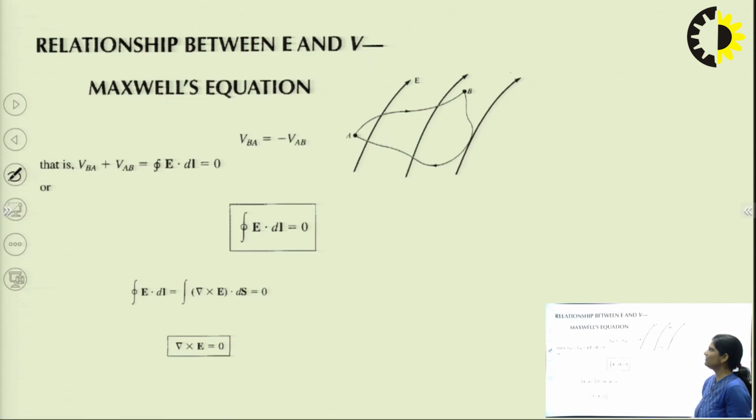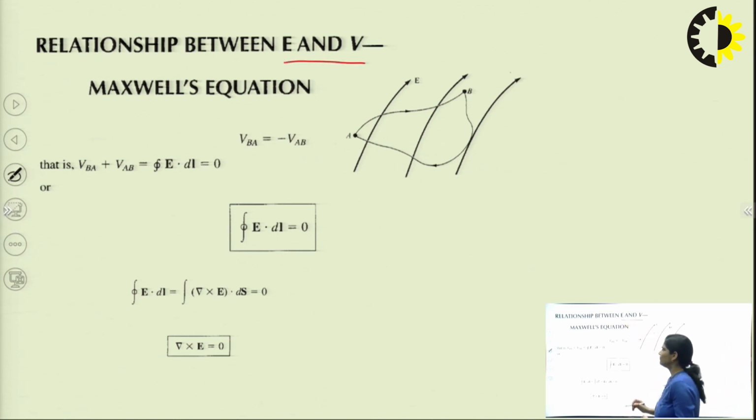Now, the relation between electric field E and V, Maxwell equation. Now you have to find out the relation between E and V. As you all know, you can see here this is the electric field and you have 2 points A and B representing here. Now here you have to find out the relation between E and V.